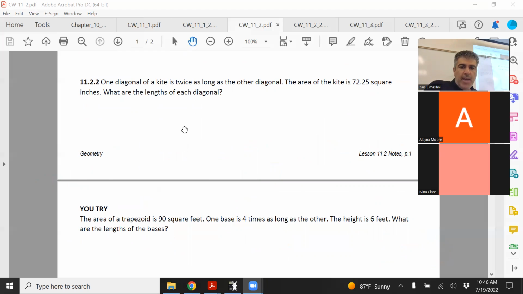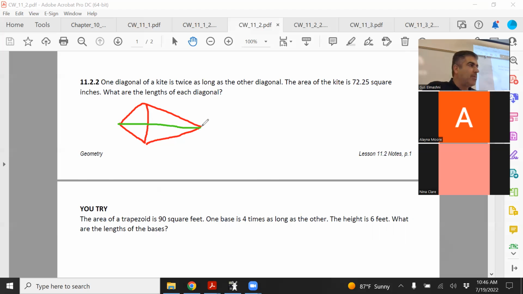So one diagonal of a kite is twice as long as the other diagonal. Okay, great. The area is 72.25. Okay, so you should draw. Whenever they describe a shape and you don't have a diagram, make one for yourself, because it's going to be so much easier to do the problem once you can visualize it. So one diagonal is twice the other. Okay, so here's one and here's the other.